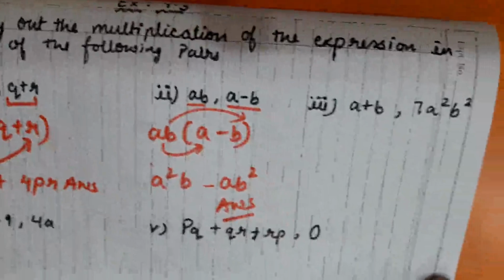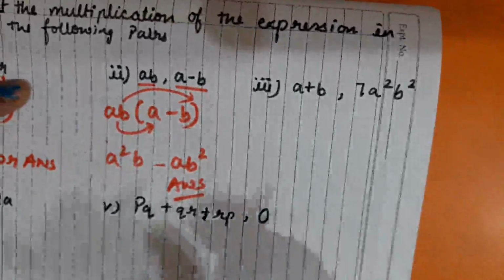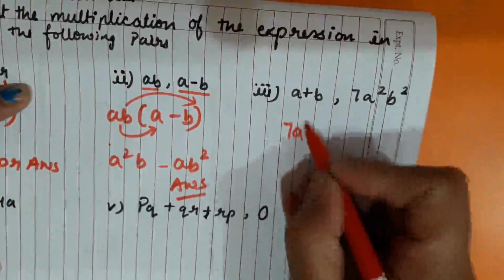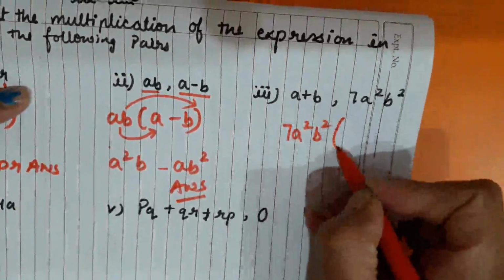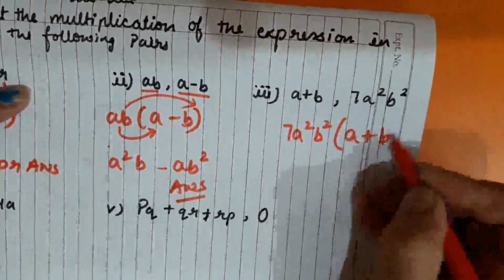Okay, now let's move to the third part. Now 7A square B square is a monomial. A plus B is a binomial.